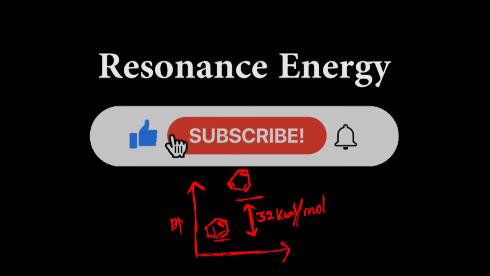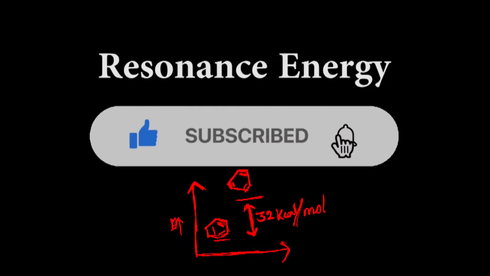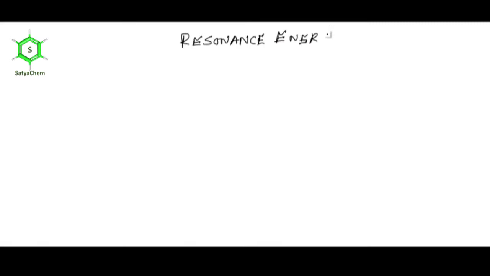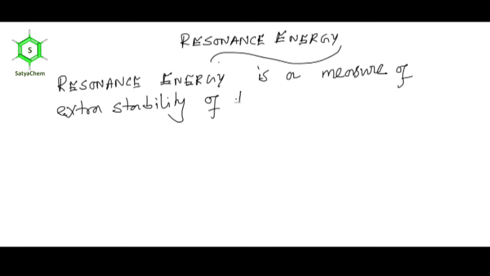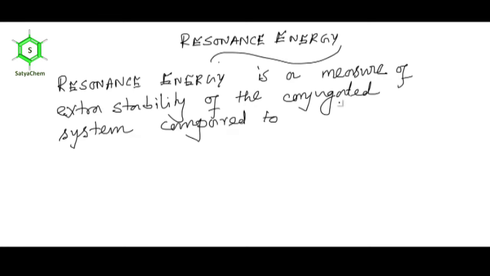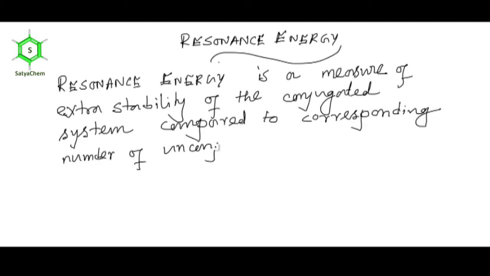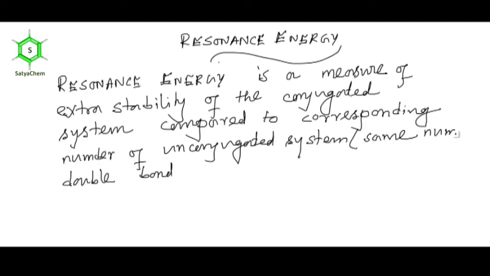In my previous resonance lecture series, I have discussed the introduction and how to draw resonance structures. Today's topic is resonance energy. Resonance energy of a compound is a measure of the extra stability of the conjugated system compared to the corresponding unconjugated system where the same number of double bonds is present.